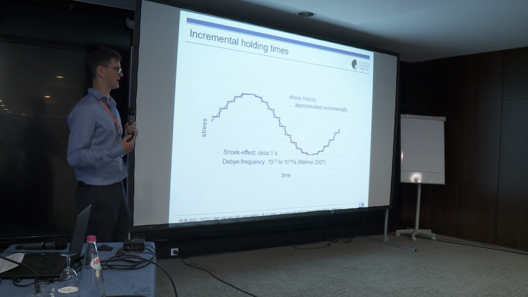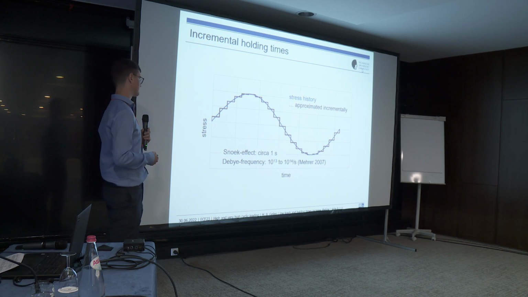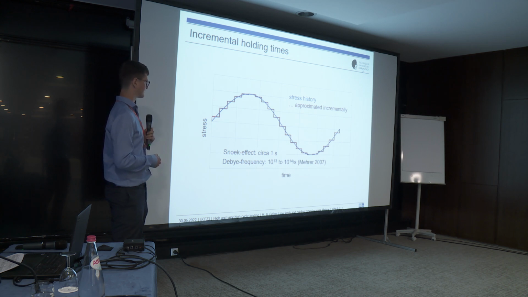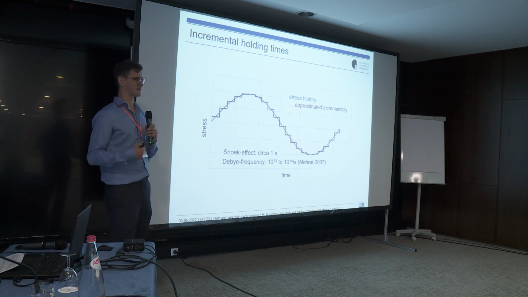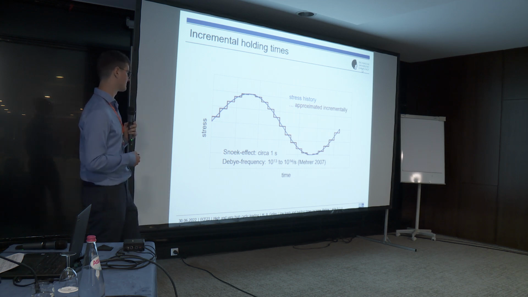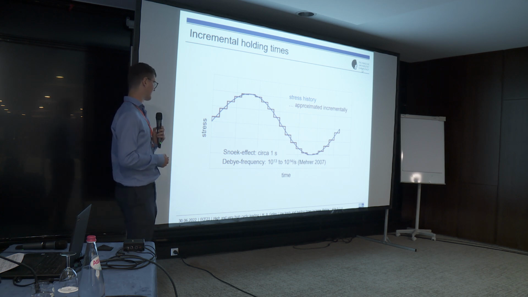Now, how do we relate that to the variable amplitude tests, because we don't have any holding times there? We argue that if we have a stress history, we can approximate that with stress increments. And at these stress increments, we always have holding times during which the carbon inside the specimen can diffuse. This approximation gets very good if we increase the number of increments.